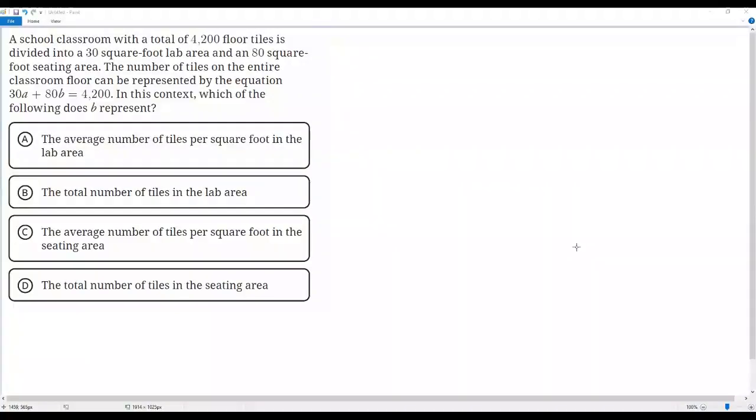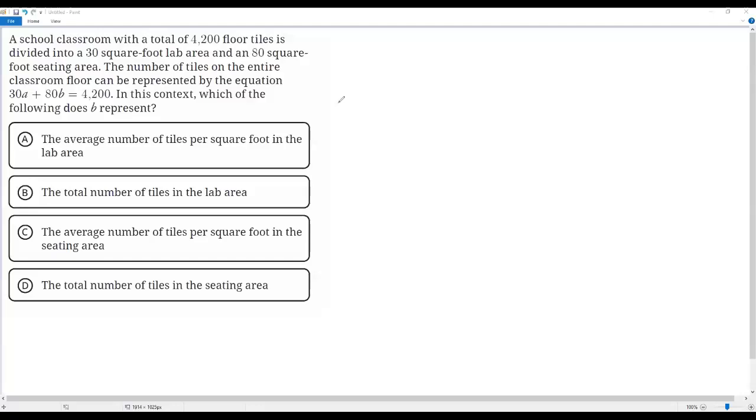Here we have a math question. Okay, let's go with the question. A school classroom with a total of 4,200 floor tiles is divided into a 30 square foot lab area and an 80 square foot seating area. The number of tiles on the entire classroom floor can be represented by the equation 30A + 80B = 4,200. In this context, which of the following does B represent?